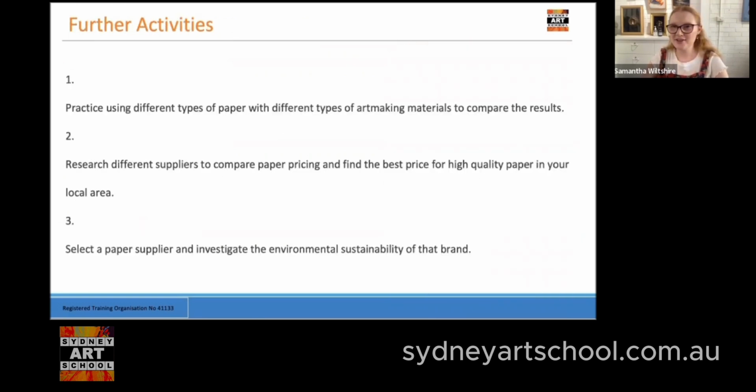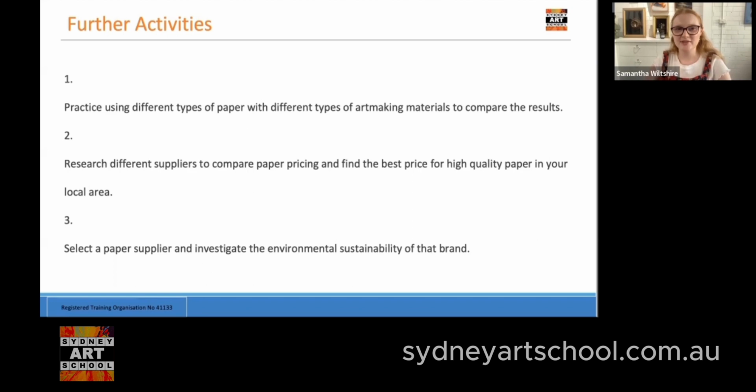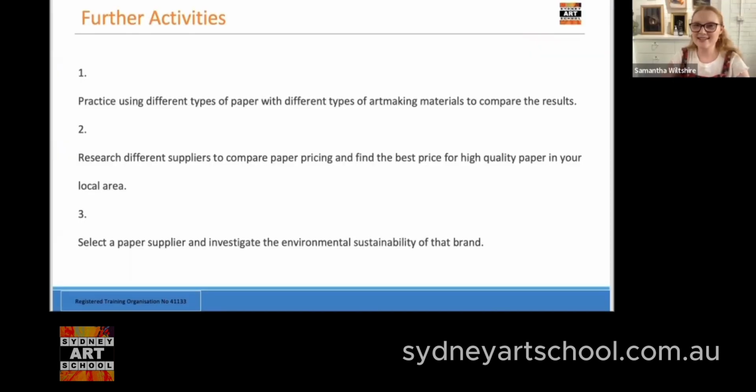And I have some further activities that you could go ahead and do in your own time. You could practice using different types of paper with different types of art making materials to compare the results. I would recommend researching different suppliers to compare paper pricing and find the best price for high quality paper in your local area. You can also select a paper supplier and investigate the environmental sustainability of that brand.